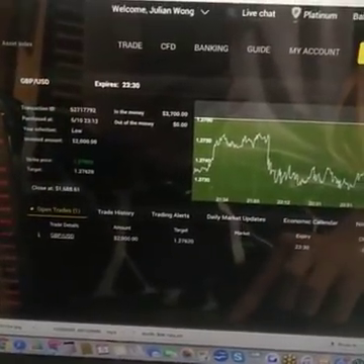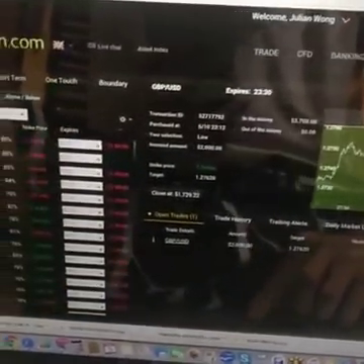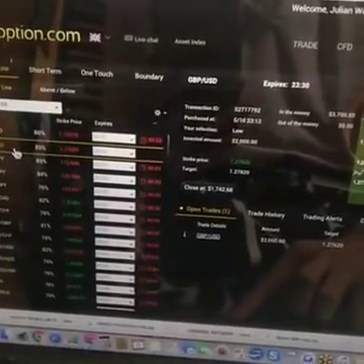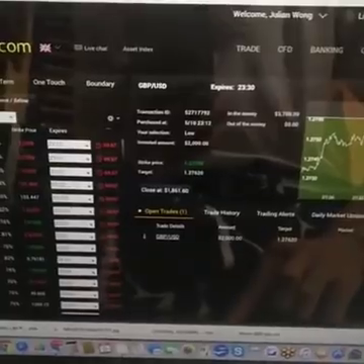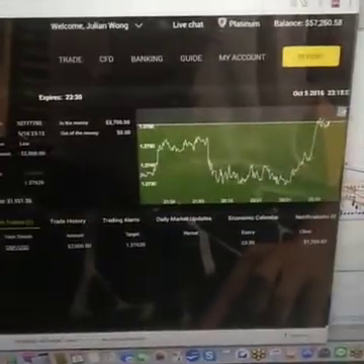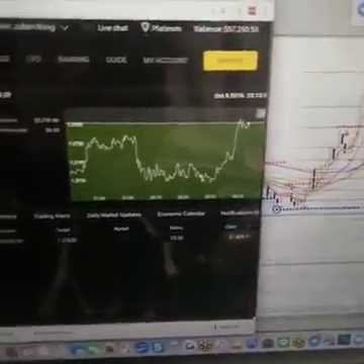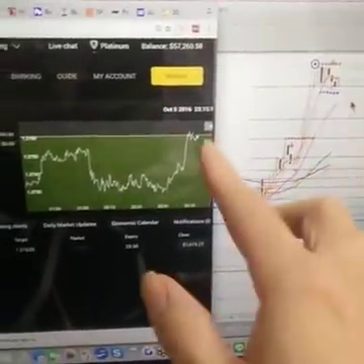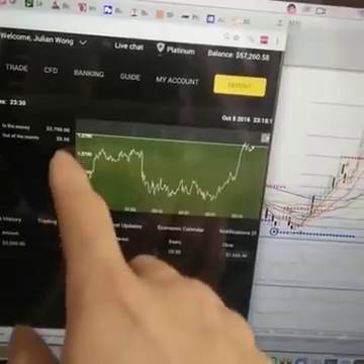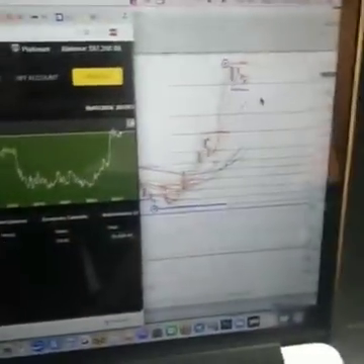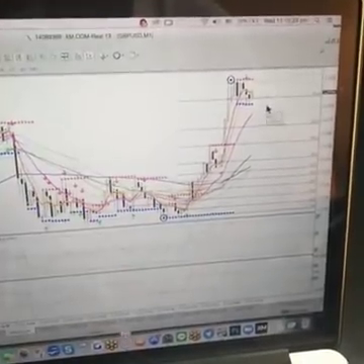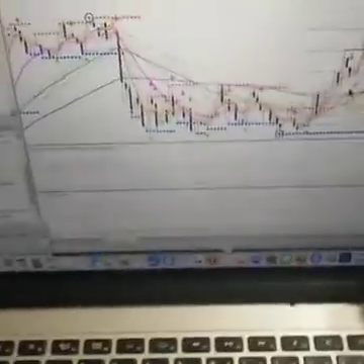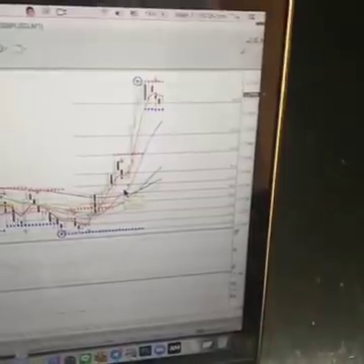The broker, which is 24 option, pays me 85% on this one, and in a couple of moments we'll be able to see that this trade delivers me an 85% profit, in this particular case $1,700. So that will be $1,700 in 15 minutes. I don't really foresee that anything is going to go wrong.